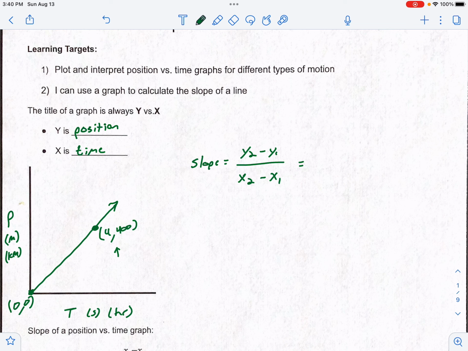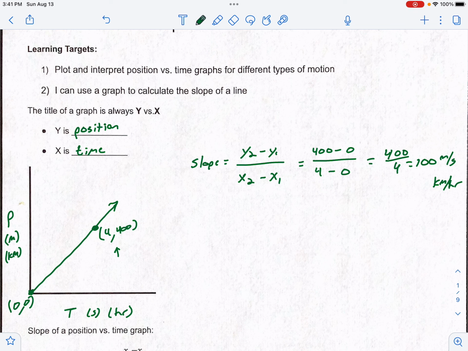Okay, so what I'm going to do is y2 minus y1, so y2 is 400, minus my y1, which is 0, over x2, which is my 4 seconds, minus my initial time, which was 0. That's going to give me 400 over 4, and if you divide those, we get 100. Now, if I was talking about meters and seconds, this would be meters per second, or it could be kilometers per hour. It just depends on what we give you.